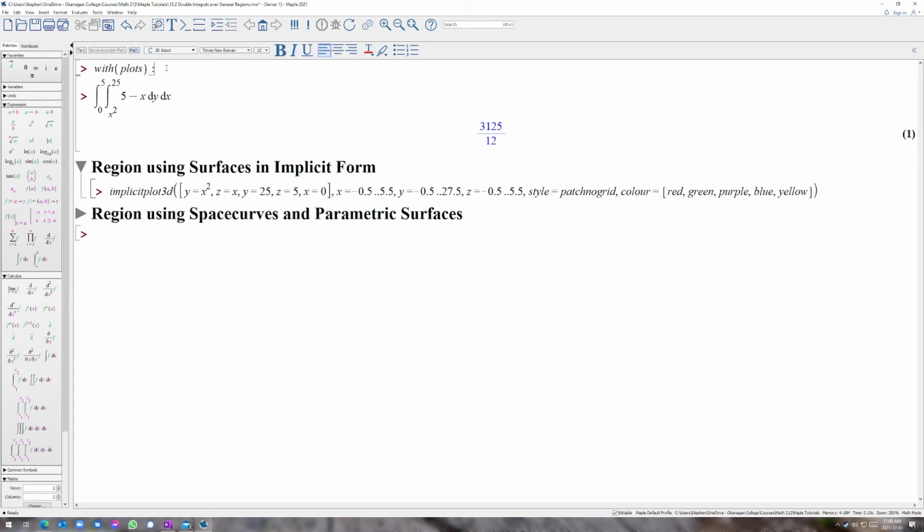I'm also going to include the plots package here, and the first thing we'll do to draw these surfaces is use the implicit plot3d command. And I've got the equations all here, and I'm just kind of picking a region in R3 that should hopefully give us the solid that we're looking for, with some options to match some nice colors and also try to give us a little bit of a better style of these surfaces.